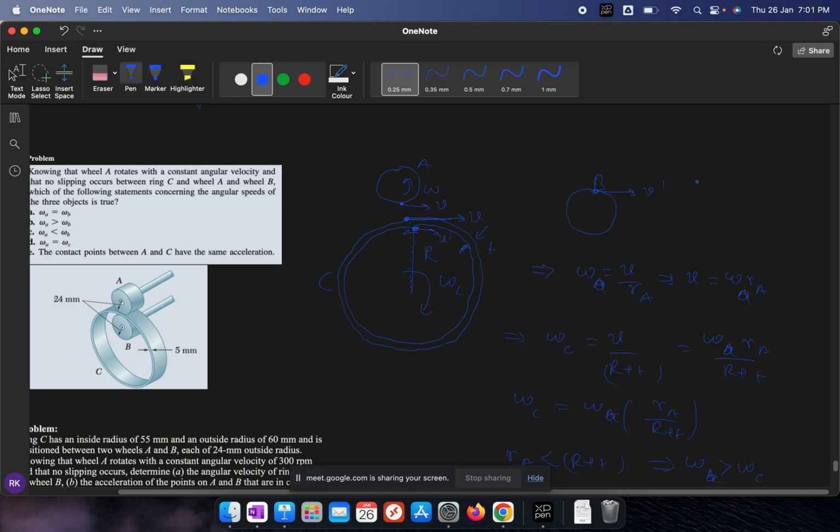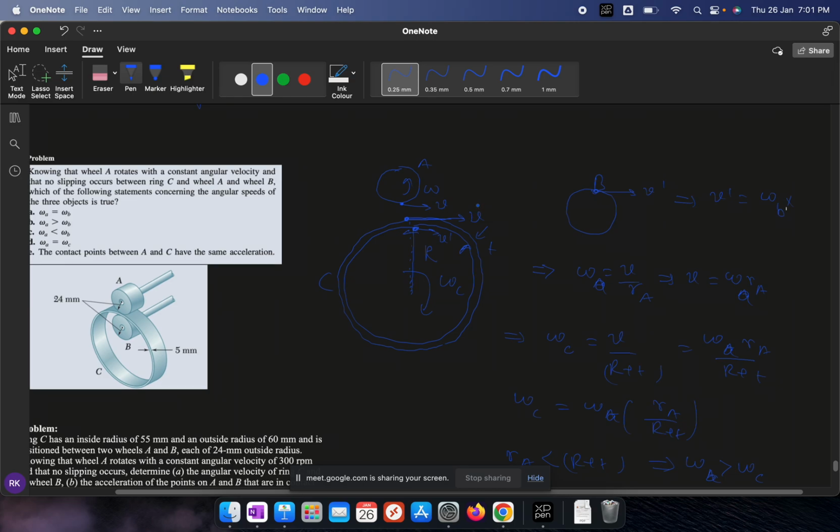So what can I write here for v dash? For v dash we can write v dash equal to what? We don't know the omega of B, so we can write omega B, multiplied by the radius. What is the radius of this? That radius is the same as Ra.